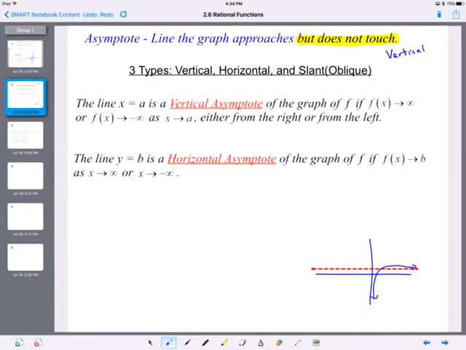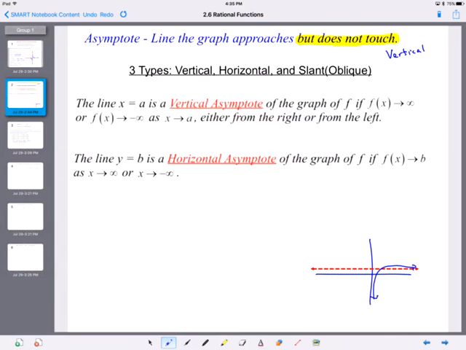So I just want to make sure I'm clear that I got the two definitions below it for vertical and horizontal. Even though a lot of times we learn that an asymptote is a line the graph approaches but does not touch, that's not 100% true. That's true for vertical, but not for horizontal.